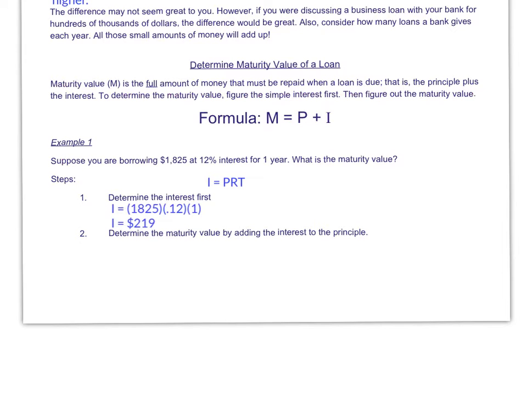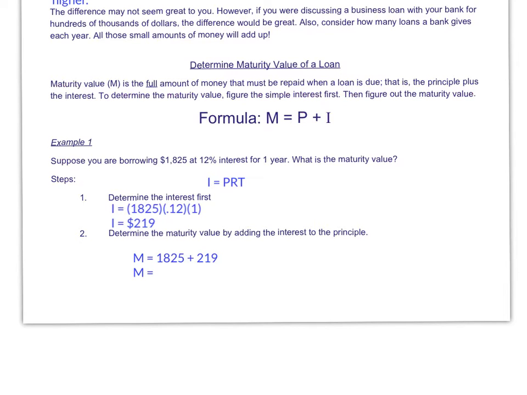So when we do that, we get the interest equals $219. So that helps us to find the maturity value because we're going to take the principal amount, the amount that we had originally taken out for the loan, $1,825, and we're just going to add the interest. So this tells me at the end of my loan, I will owe this much altogether.